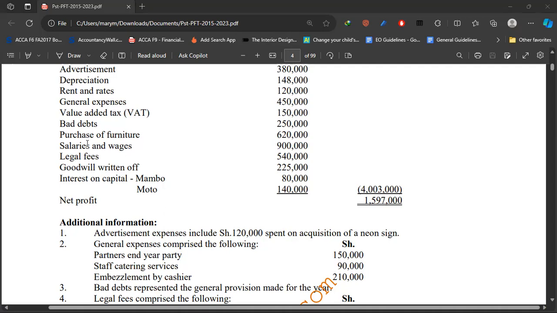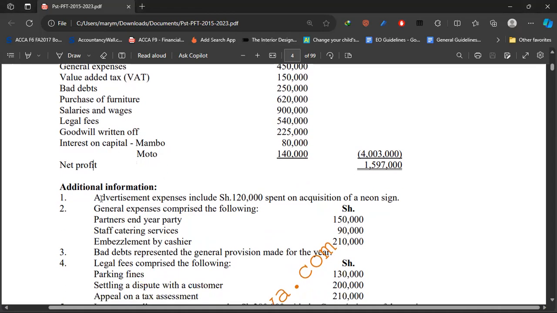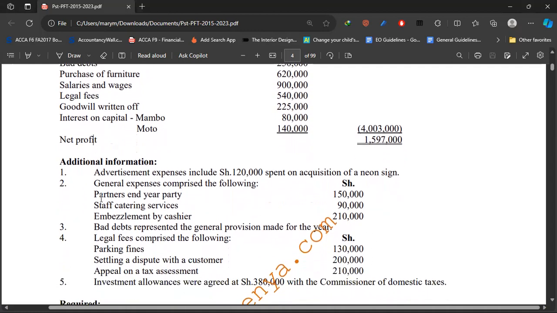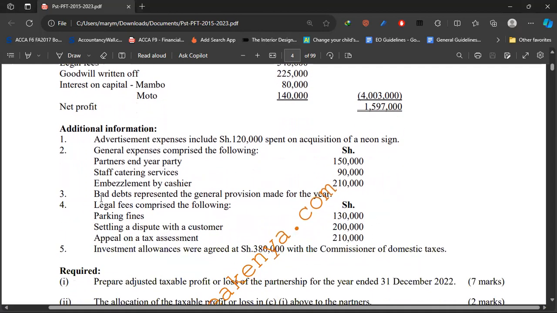General expenses comprise of the following: partners' party, staff catering services, embezzlement by cashier. Bad debts represented the general provision made for the year. Legal fees comprise the following: parking fines 130, settling dispute with the customer 200,000, appeal on tax assessment 210,000. Investment allowances were agreed at 380,000 with permission of domestic taxes. Prepare adjusted taxable profits or loss of the partnership for the year ended 31st December 2022. Roman number two, the allocation of the taxable profit or loss in (i) above to the partners.